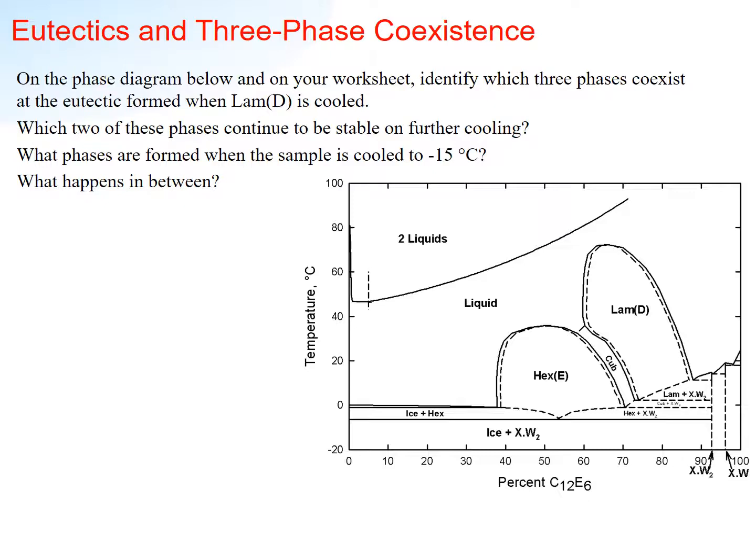So on the phase diagram on your worksheet, I want you to identify which three phases coexist at the eutectic formed when the lamellar phase is cooled at just the composition that gets you to its lowest possible temperature. Which two of those phases continue to be stable on further cooling, and then what happens when you cool it down even further?